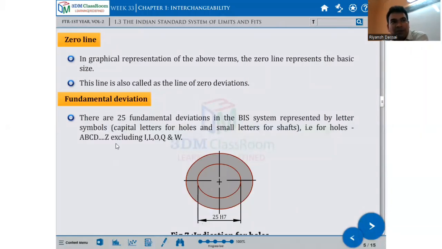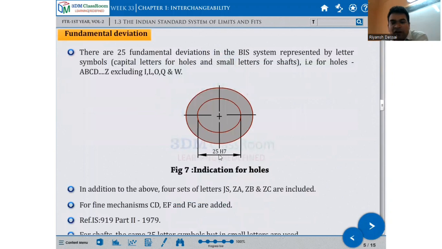But these are the excluded letters, and there are 25 fundamental deviations. Capital letters indicate hole system and small letters indicate shaft system. For example, there is 25H7, an indication for the hole.